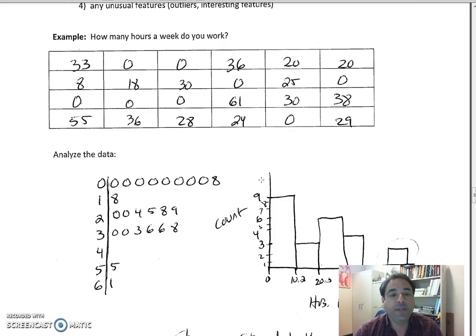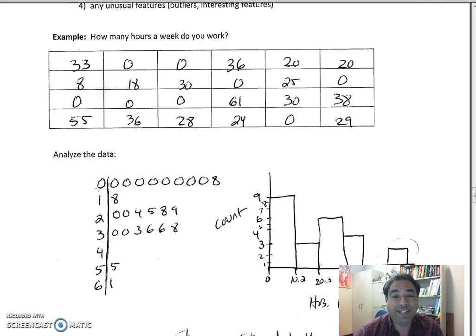So one thing we can do is make a regular stem plot. The lowest is 0, highest is 61. So notice I went from 0 to 6 on the left: 0, 1, 2, 3, 4, 5, 6. I drew a line vertically after that. Those are my stems, and then my leaves would be on the right side.